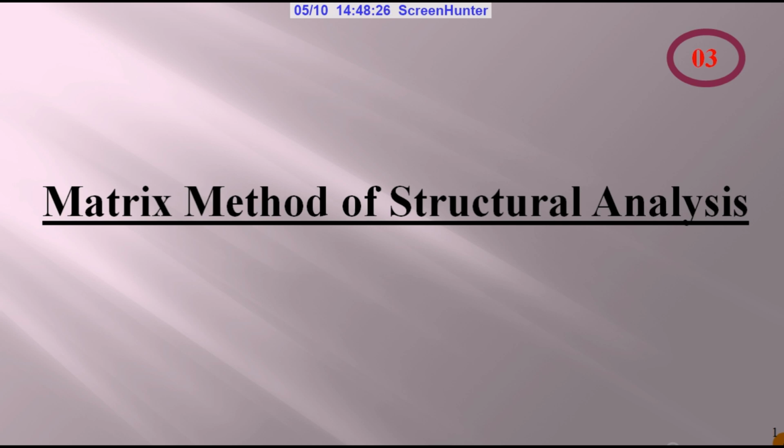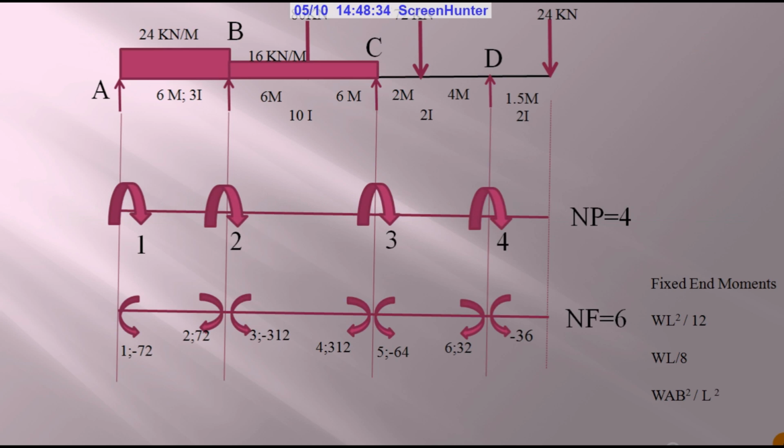In continuation to the topic matrix method of structural analysis, let us start with the analysis of continuous beam using stiffness matrix method. So here is a continuous beam with three spans and one overhanging portion. First span is of 6 meters, second one is of 12 meters, third one is of 6 meters, and this is overhanging span with 1.5 meters.